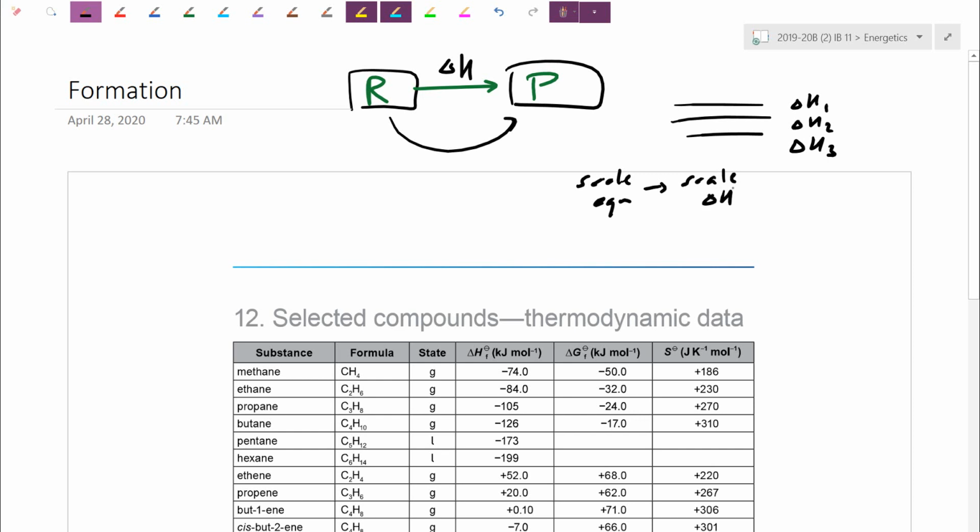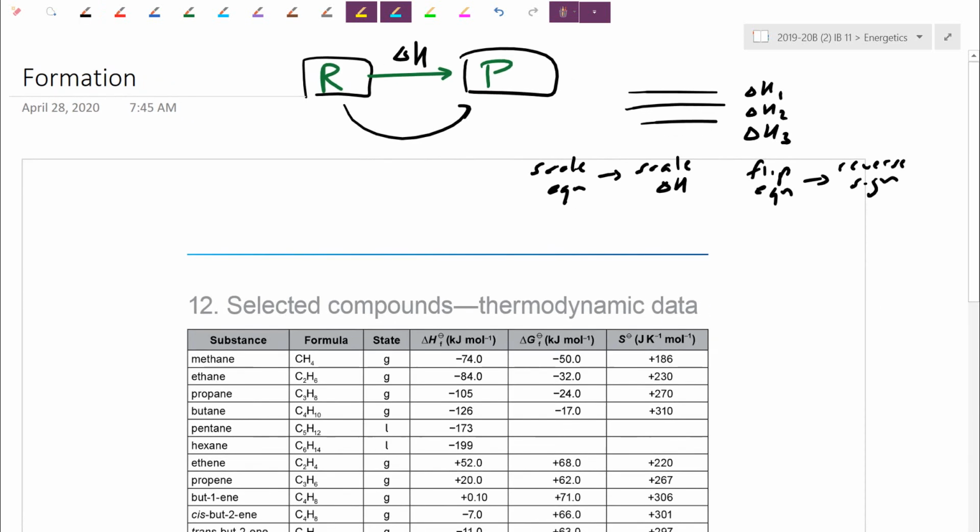If I end up flipping the equation, reversing the equation, I switch reactants and products, I end up reversing the sign, changing the sign, another way of saying it. And eventually, because I need to take this detour, do step 1, step 2, step 3, or however many steps, if I end up adding these equations, I simply add the delta H's. So the method works. It's a state function. It doesn't matter which route I take from start to finish.